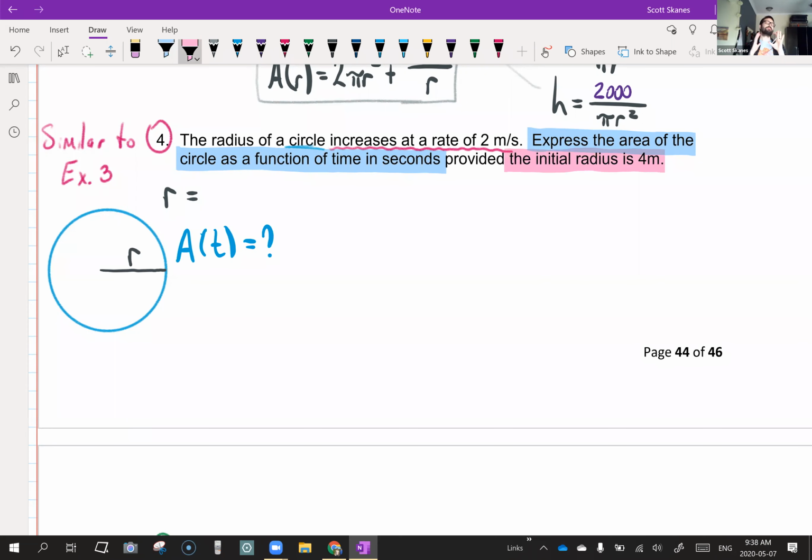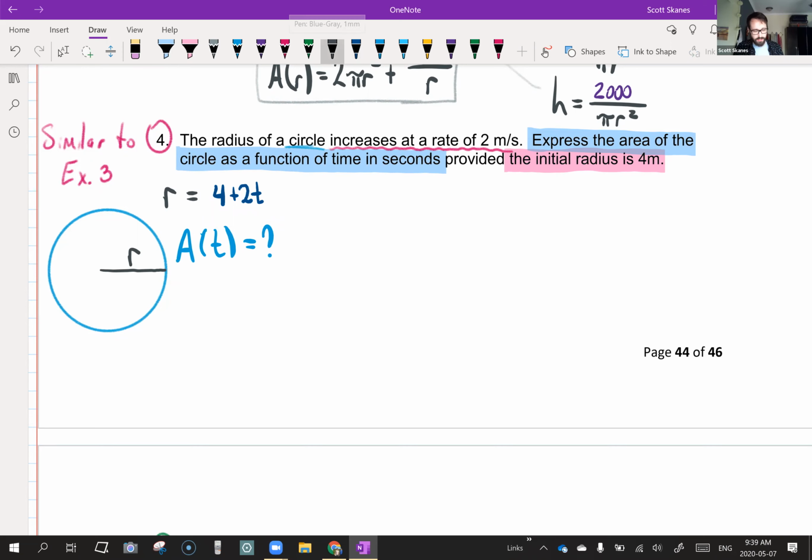Okay. It's puzzling. The radius of a circle increases at a rate of 2 meters per second, but the initial radius is 4. What this means is the radius starts at 4 meters, but every second it increases by 2. So it increases by 2 every unit of time, t. So the radius is going to be 4 plus 2t. It starts at 4 meters, and every second it increases by 2.